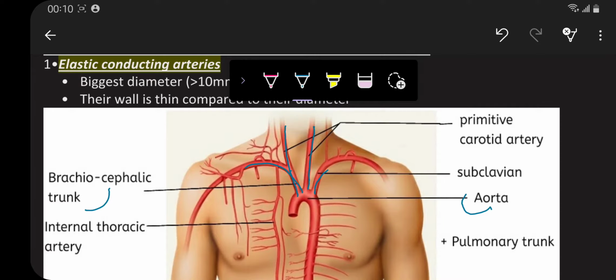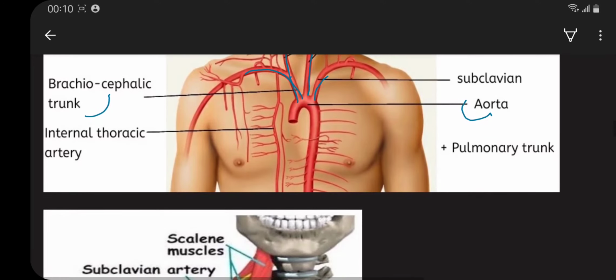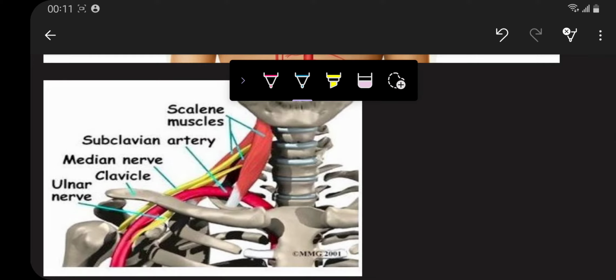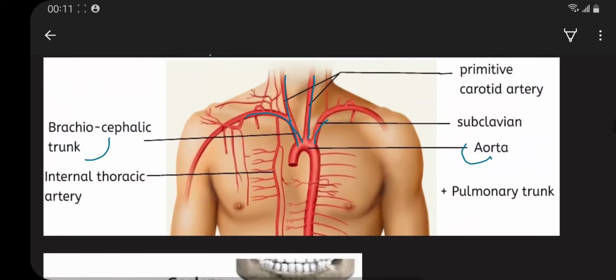It's only in the portion that comes before the scalene muscle. So here is the subclavian artery. Here there is the portion that comes before this muscle, which is the anterior scalene muscle, and then we have the portion that goes behind this muscle, and then we have the third portion after this muscle. So this portion before the muscle is the one that is elastic. Okay.